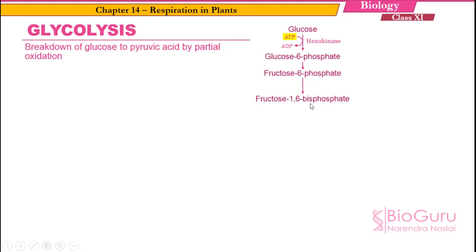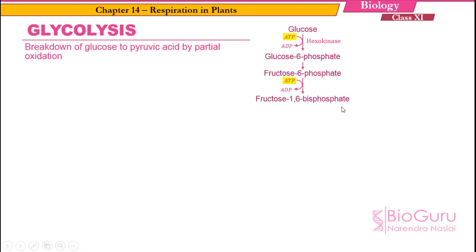Now the question is, from where is this one more phosphate group coming? Yes, in this particular reaction, one more ATP is utilized, right? From here, if you remove one phosphate group, then it will become ADP. So ATP will become ADP after donating one phosphate group to fructose 6-phosphate in order to produce fructose 1,6-bisphosphate.